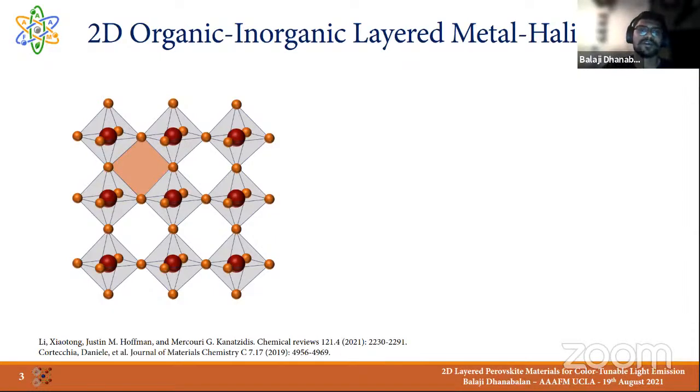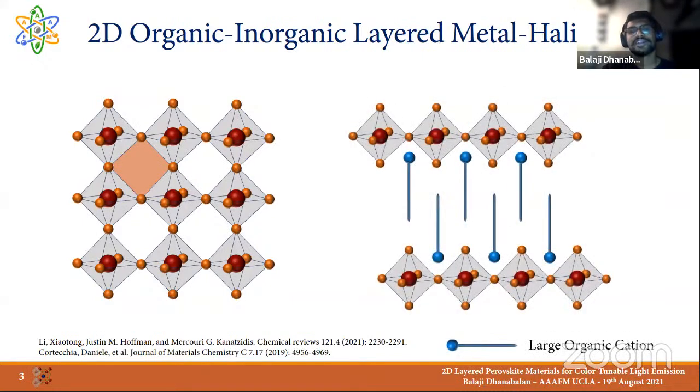In that way, if they are incorporating the longer molecules, these octahedrons will not be connected in all the 3 directions. They will be connected only in 2 directions, because in the 3rd direction, these organic molecules will be separating these sheets. So these materials are called 2D organic-inorganic layered metal halide perovskites.